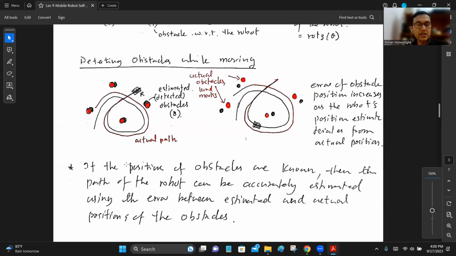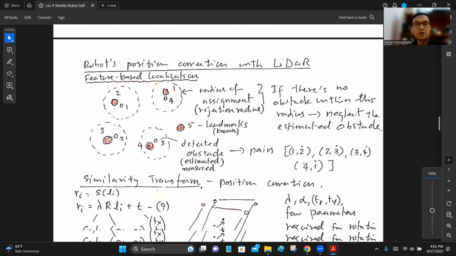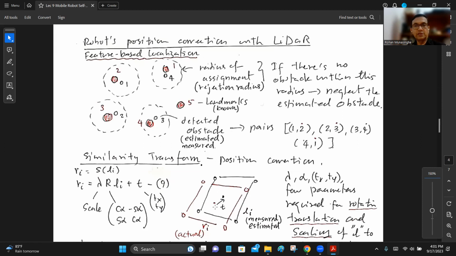As I have written over here, if the positions of the obstacles are known, the red dots, we know these positions x, y with respect to the world coordinate frame. Then the path of the robot can be accurately estimated using the error between estimated and actual positions of the obstacles. Okay, all right. So now we are going to develop this technique we call feature-based localization.